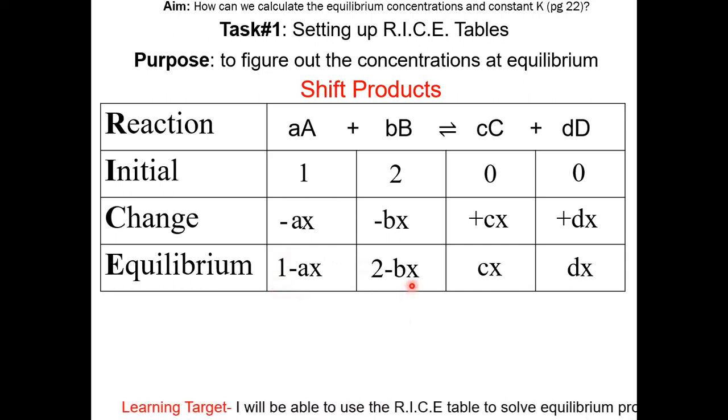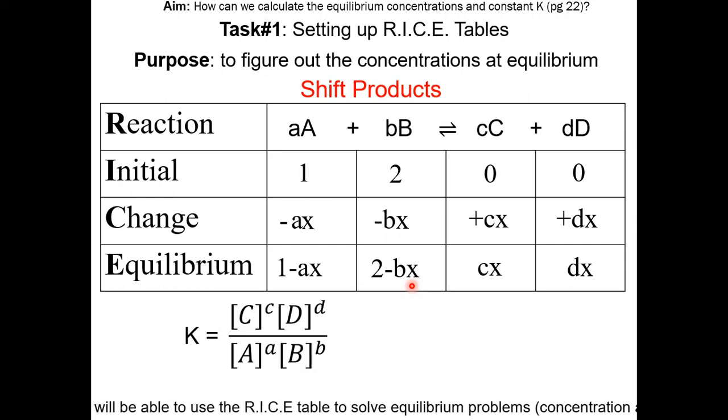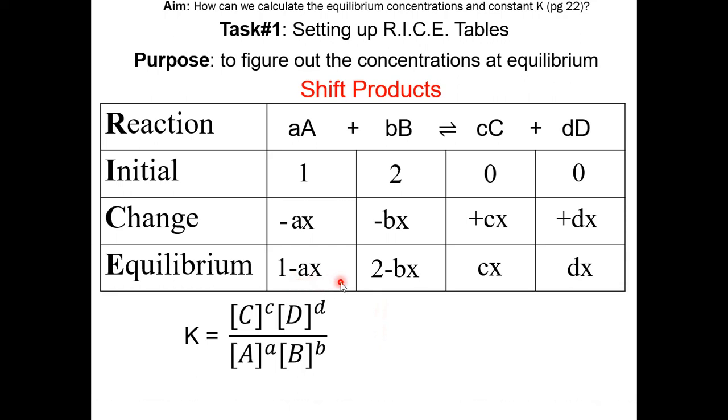To figure out the value of X, we will need the value of the equilibrium constant. Here's the equation for the equilibrium constant, which represents the ratio between the products and reactants. Make it a habit to write out the equilibrium constant K's equation. Once you write out the equation, you can plug in the equilibrium concentration into the K constant equation.